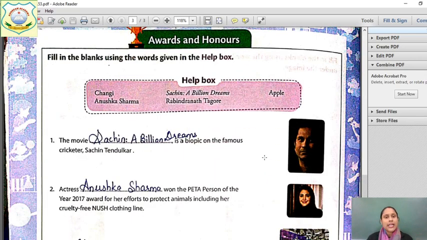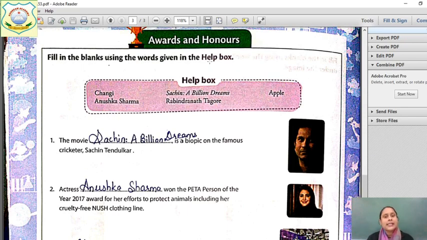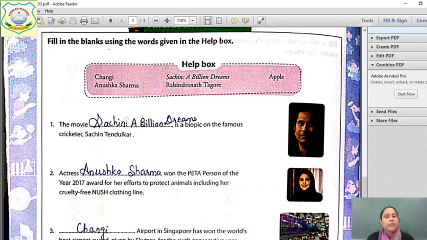Here we will study about the awards and honors. Now, for doing some good work, we always get awards, right? We always get honored. So, here you have to fill in the blanks using such words that are given in the help box. In the help box, you are given a few words. You have to use them to fill the blanks.